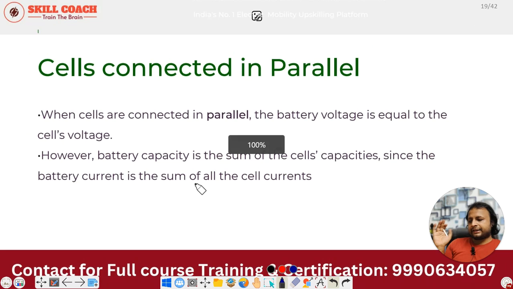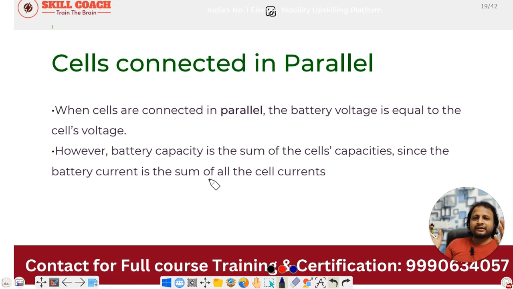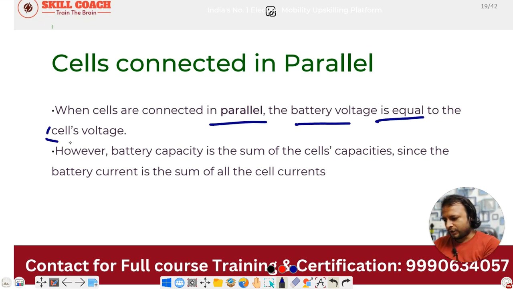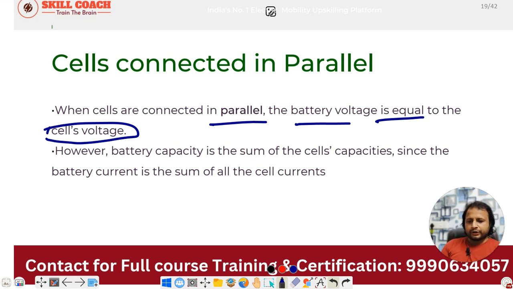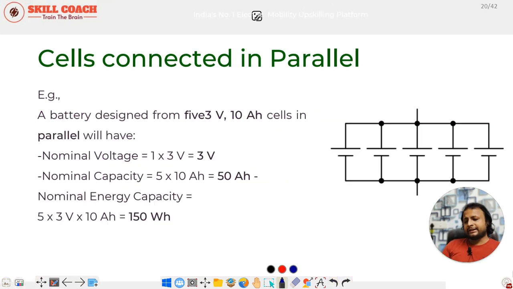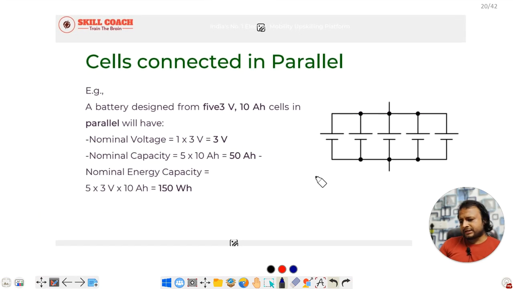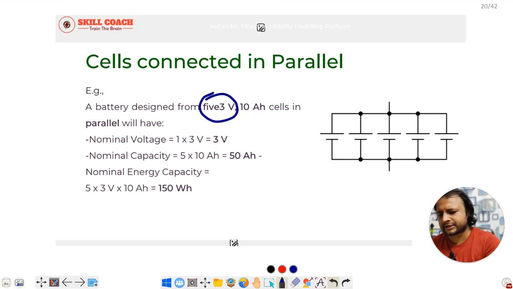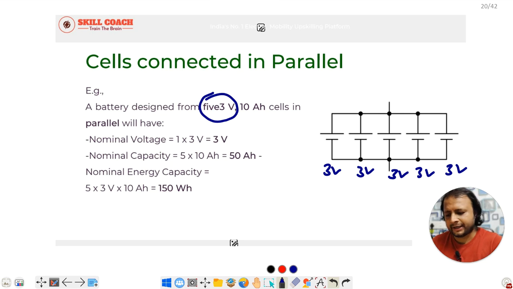And what will happen when cells are connected in parallel? Now it comes to increasing the capacity of the battery pack. When cells are connected in parallel, the battery voltage is equal to its cell voltage, that means voltage will not change, however the battery capacity is the sum of the cell capacities, since battery current is the sum of all currents. So let us see the circuit here, how we will do. Suppose we have 5 cells here, 5 cells of 3 volt each, plus minus, plus minus, plus minus, plus minus, plus minus.